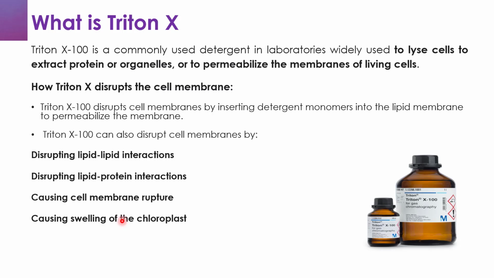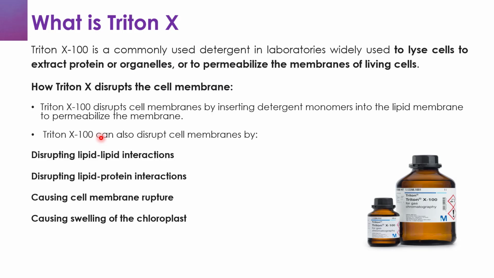Now let us look at what the Triton X-100 is. Triton X-100 is a commonly used detergent in laboratories, which is widely used to lyse cells, to extract proteins or organelles, or to permeabilize the membranes of living cells. Let's now see how Triton X-100 disrupts cell membranes. It disrupts cell membranes by inserting detergent monomers into the lipid membrane to permeabilize the membrane.